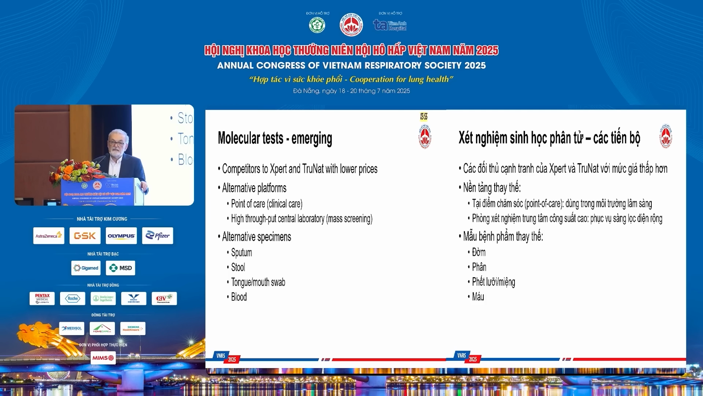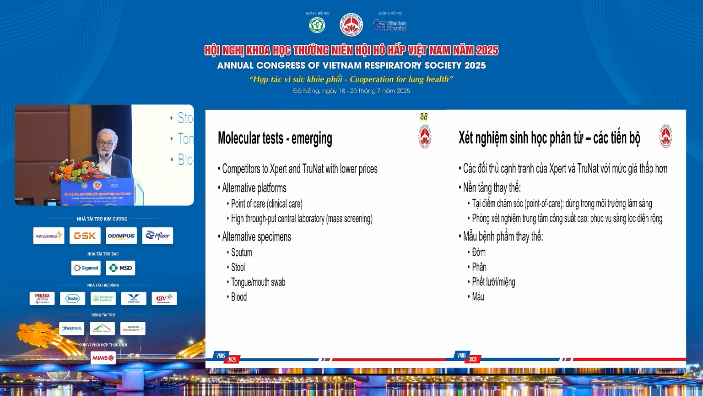The other development that is emerging is the use of new specimens. Traditionally, this has been done on sputum. That's what we use for sputum microscopy, sputum culture, and we use sputum for testing with the nucleic acid amplification tests. But increasingly, we've got the availability to test other specimens, including those that are shown here.